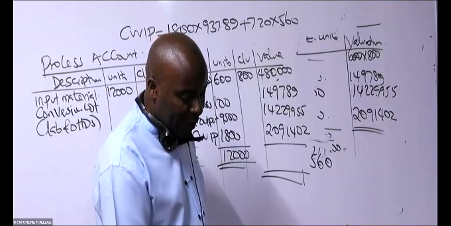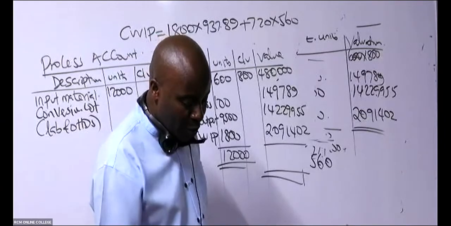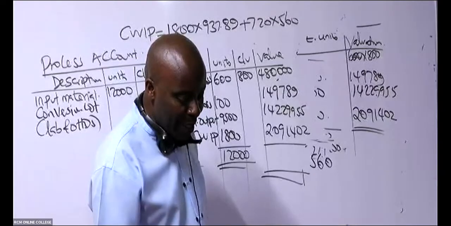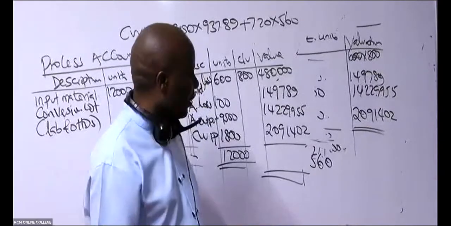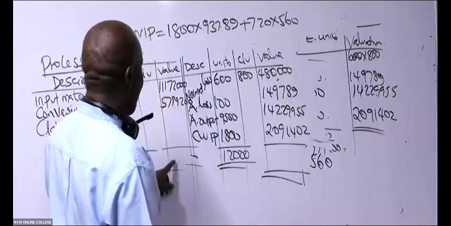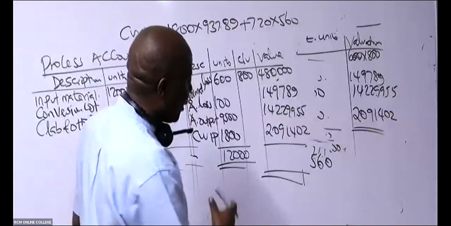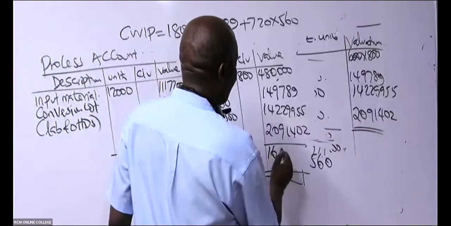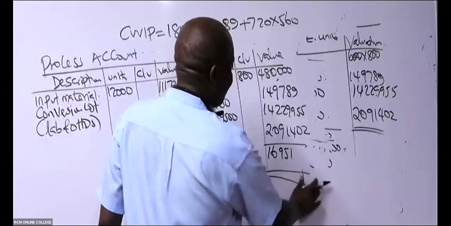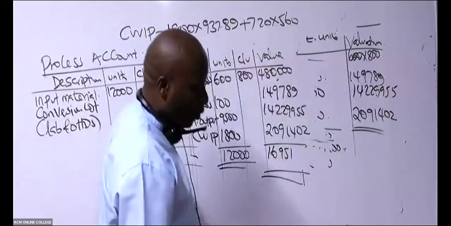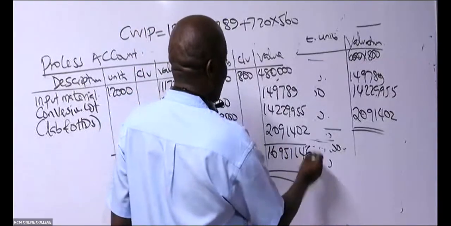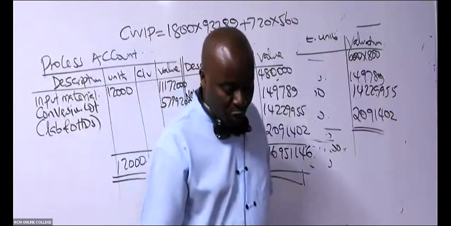It's supposed to be balanced, and if there is a difference because of rounding off errors, it should not be that big. So what is the figure first of all here for the debit side? The credit side, I'm being told it is 16,951,146.